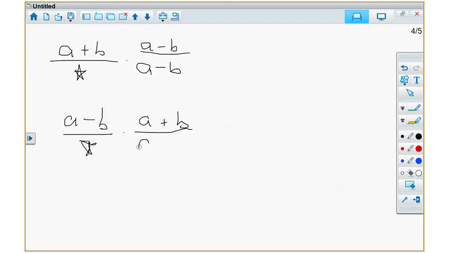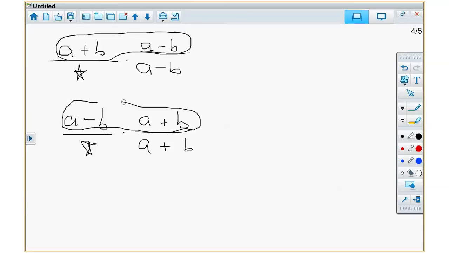Now, what that does, it's just like completing the square. You manipulate using the shortcuts. Well, this right here and this right here is shortcut number 3, which is a squared minus b squared is equal to a plus b times a minus b.